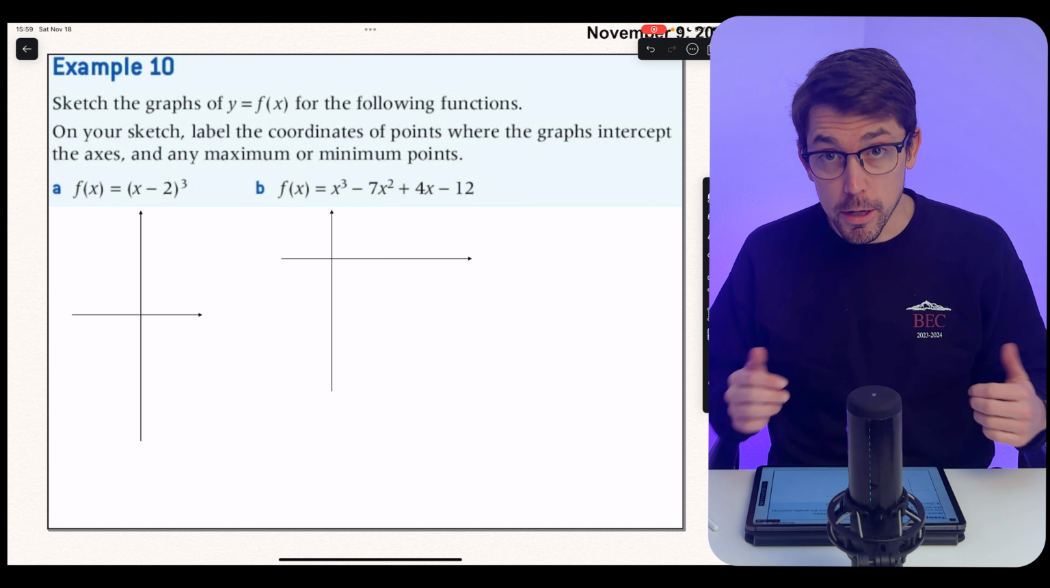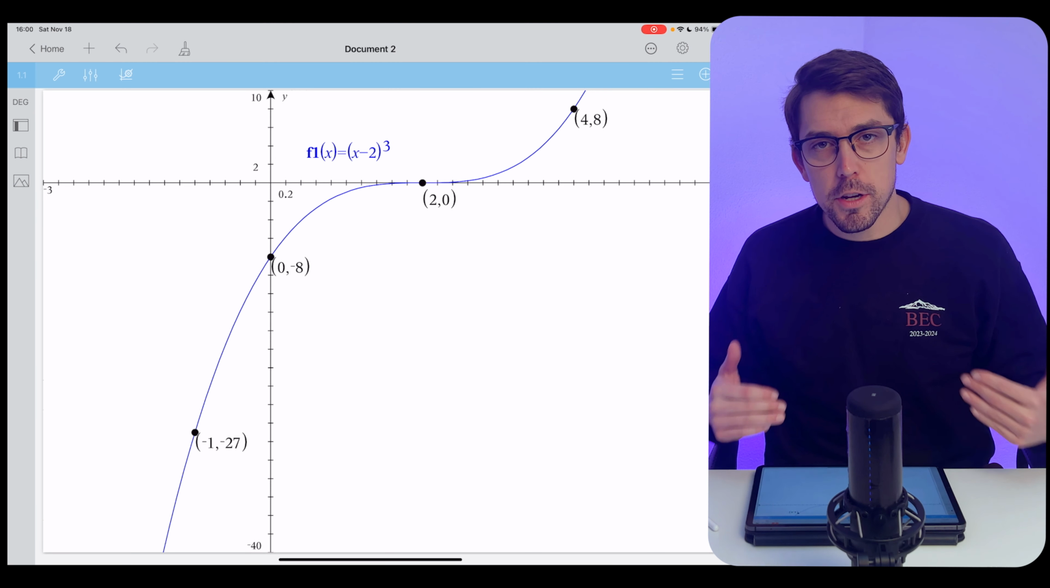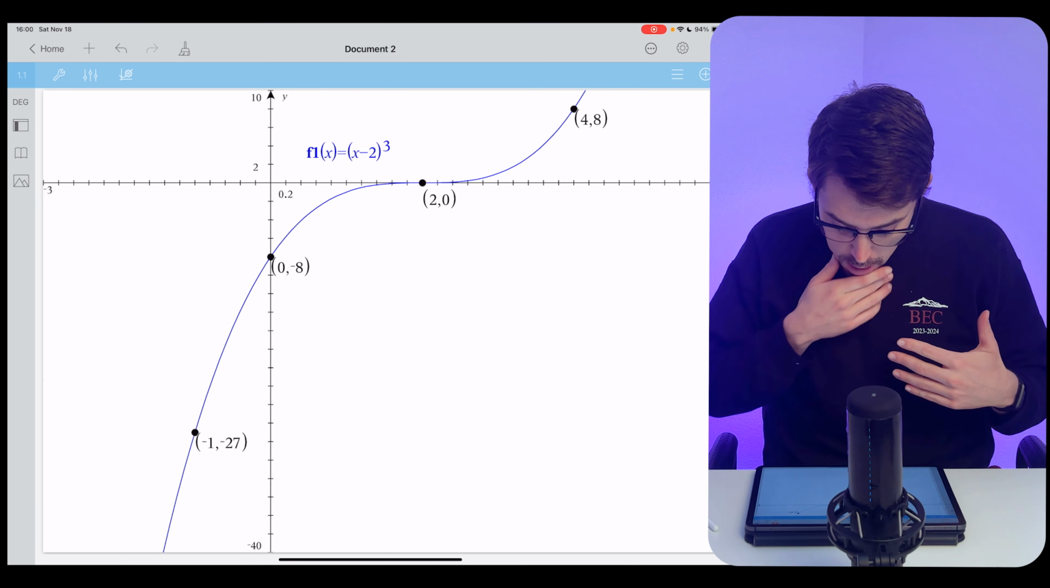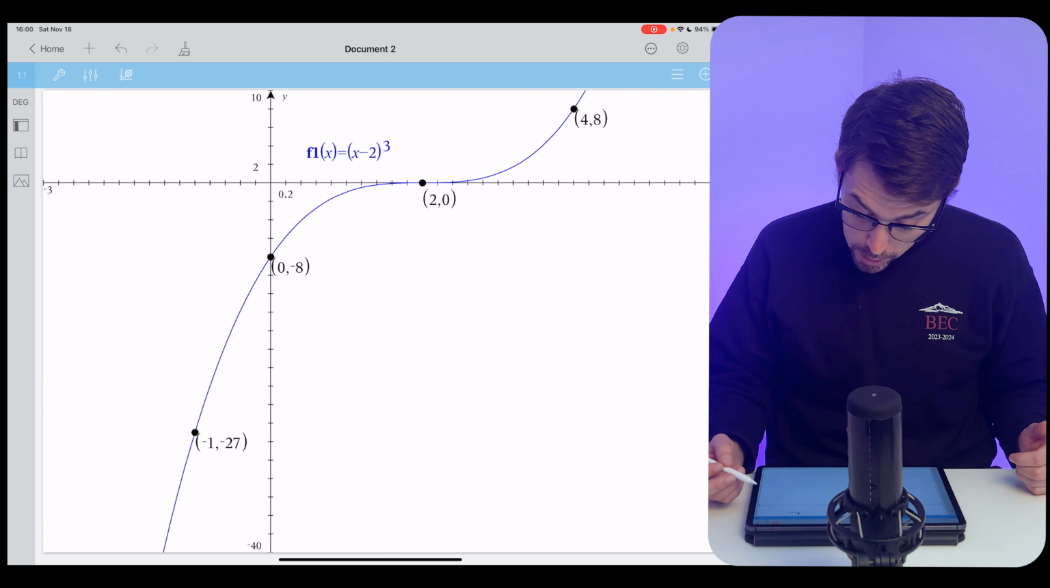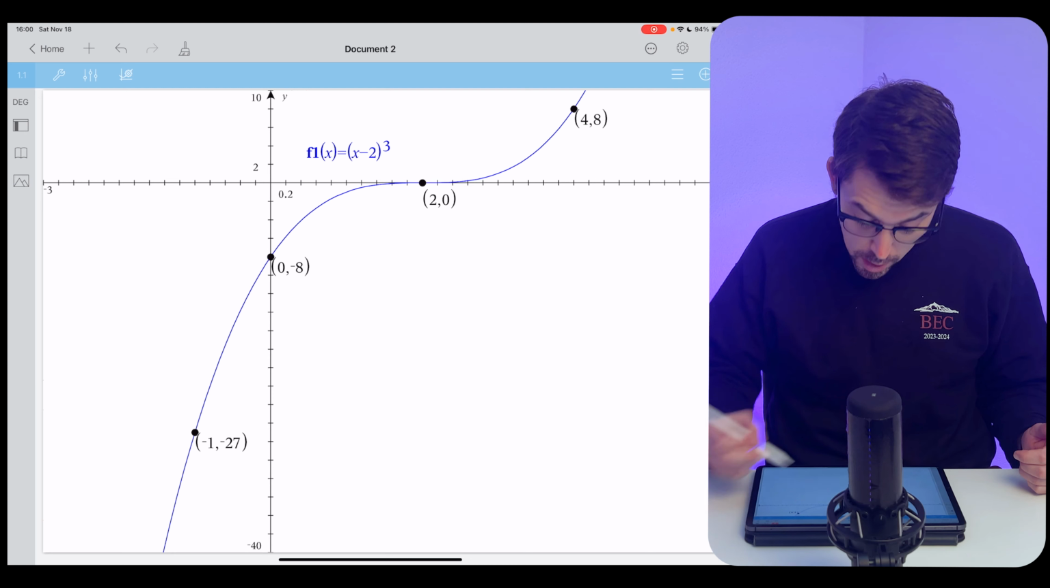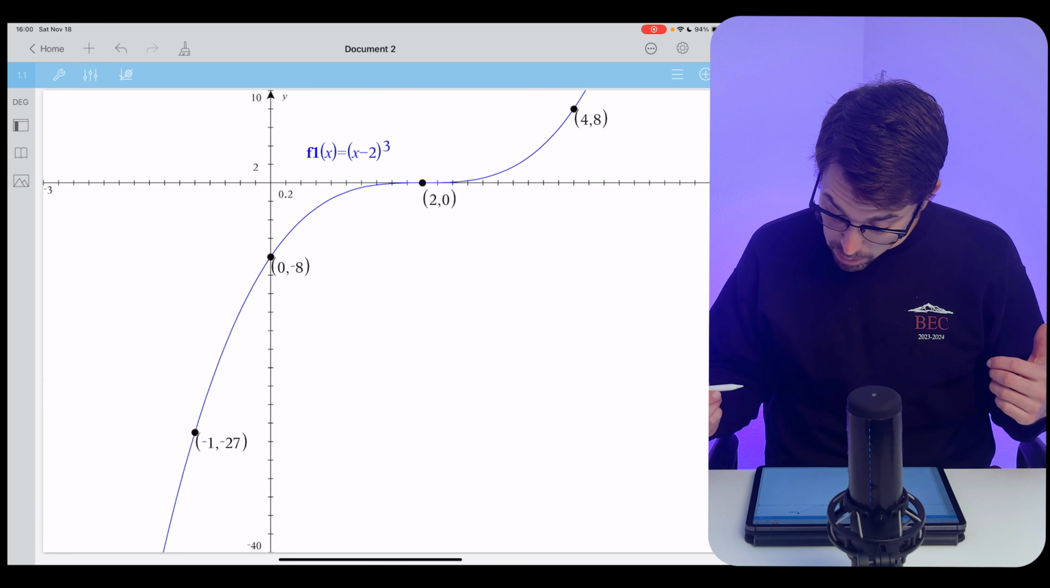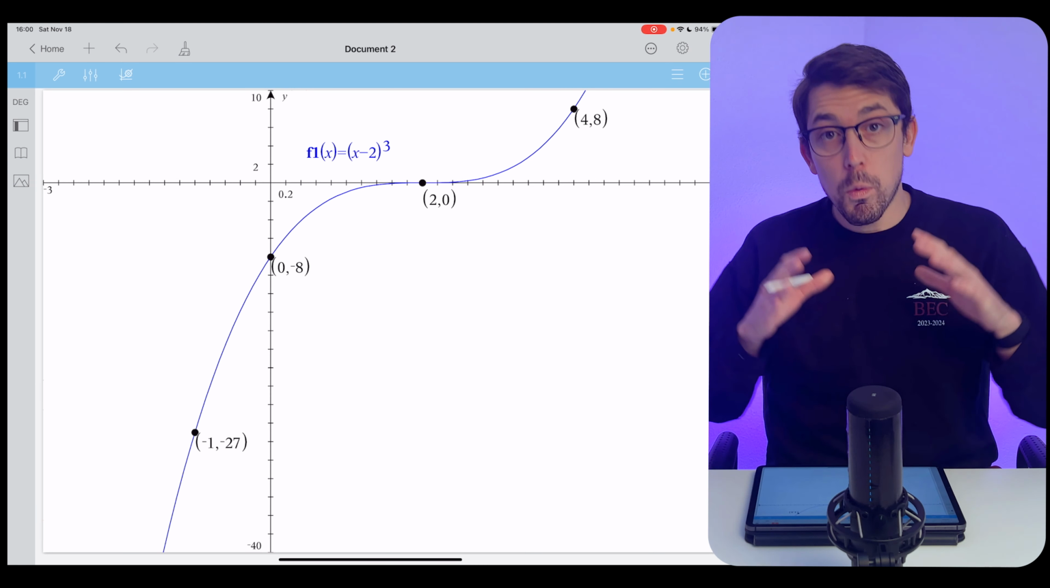In our graphing calculator, if you go ahead and graph this, in which case I'm using the TI-Nspire, you can see some really key points. It's going to cross the x-axis at (2, 0). It's going to cross the y-axis at (0, -8). And then I went ahead and used a table.